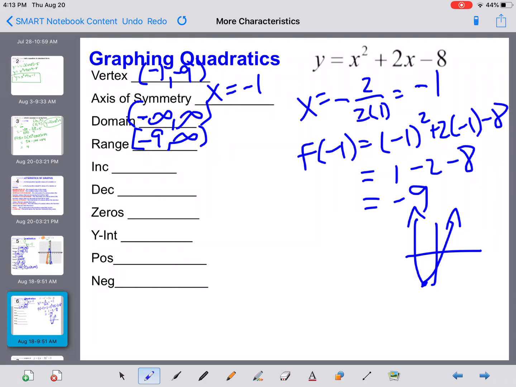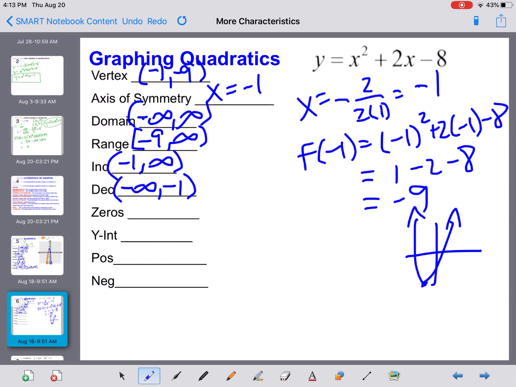We're going to start on the left arrow, and we are decreasing as we go to the right, so we start decreasing from -infinity until the vertex, which we use the x value, and from the vertex x value until positive infinity will be increasing because it turns and starts increasing from there.